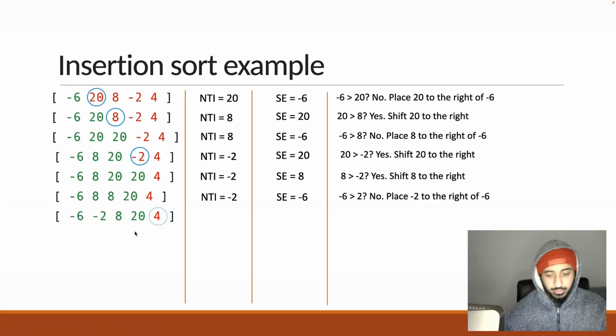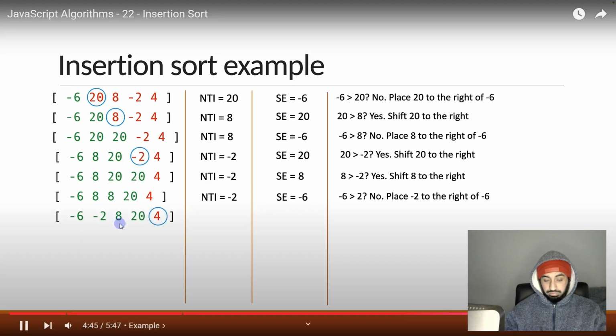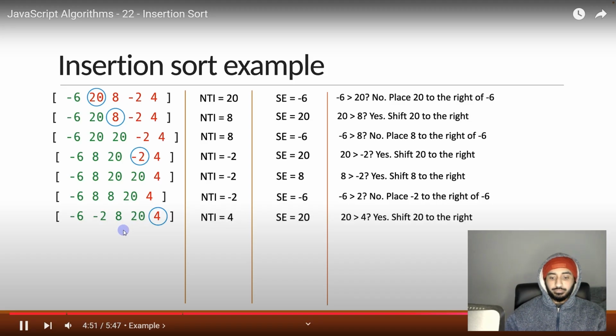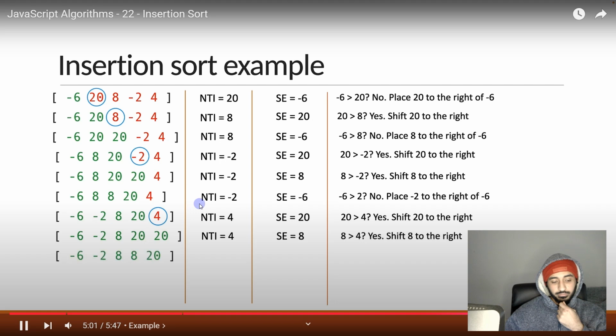Finally, the unsorted element is 4. Compare again with the sorted part which lies to the left. Is 20 greater than 4? Yes, so shift 20 to the right. Next, is 8 greater than 4? Yes, so shift to the right. Next, is -2 greater than 4? No, so place 4 to the right of -2.